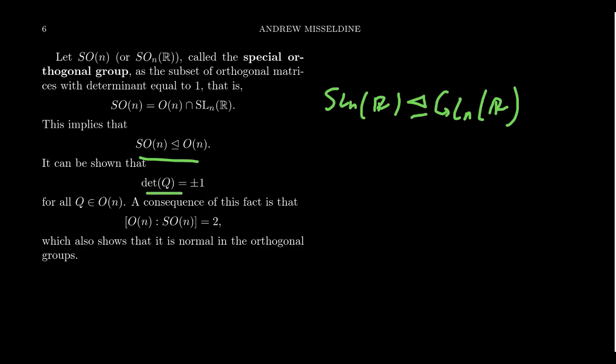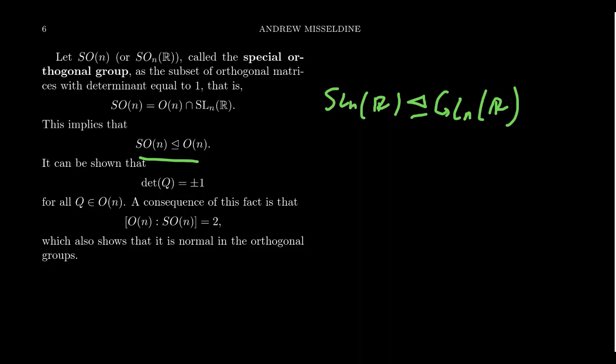And also, you can prove that if Q is orthogonal, its determinant is always plus or minus 1. If it's plus 1, that indicates that the matrix is essentially a rotation matrix. And if it's negative 1, that essentially means that it's a reflection matrix. And so when you take the special orthogonal group, you're just taking those with determinant 1, you throw out the negative ones. There are just as many with determinant 1 as there are with determinant negative 1 inside the orthogonal group.